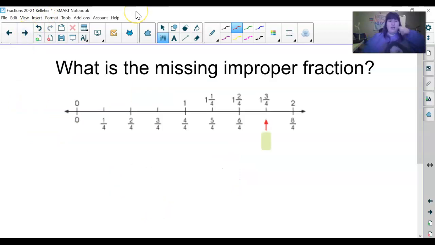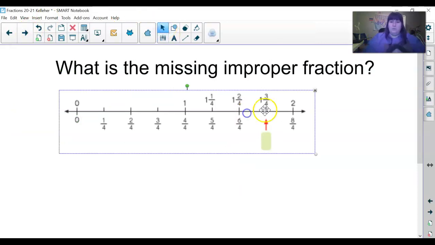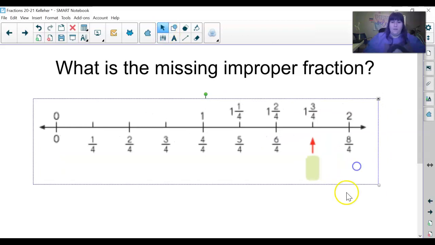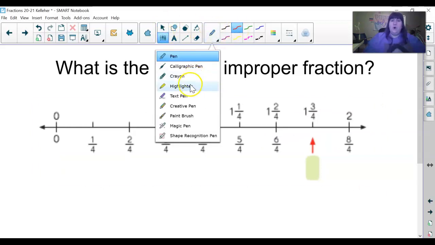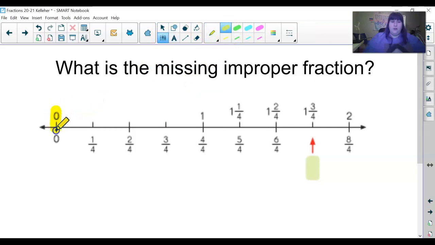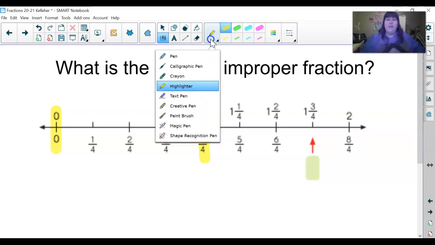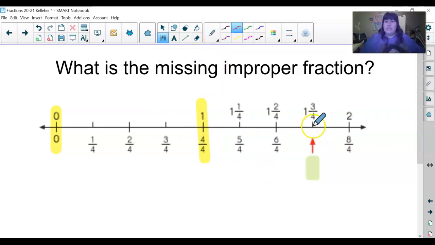If we look at this number line, what is the missing improper fraction? Well, let's take a look. We can see, let's find our whole numbers first. We have 0, and here's 1. Because our number line goes past 1 and we're working with fractions, we know we're going to have some mixed numbers and some improper fractions because those two things are greater than 1. If we're looking down here, we see that this point where we're missing our improper fraction is 1 3/4. So what improper fraction is the same as 1 3/4?